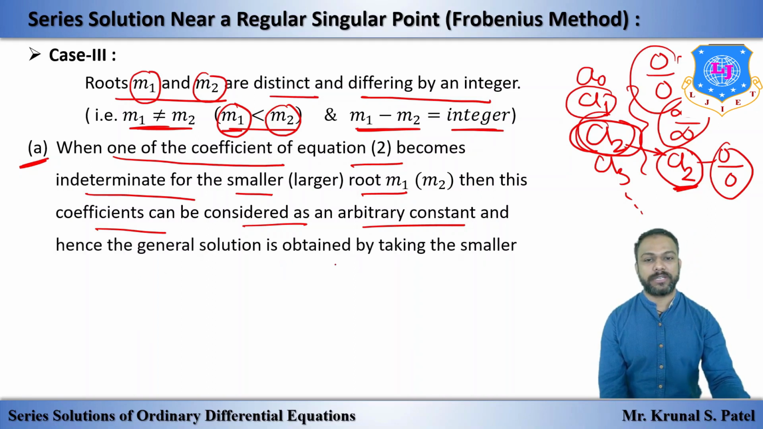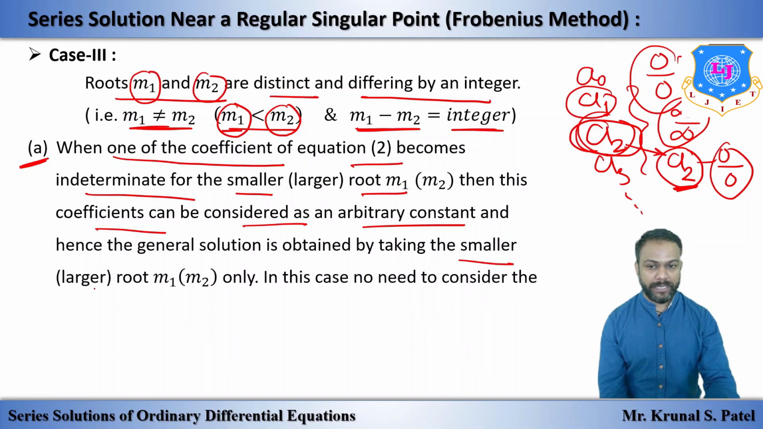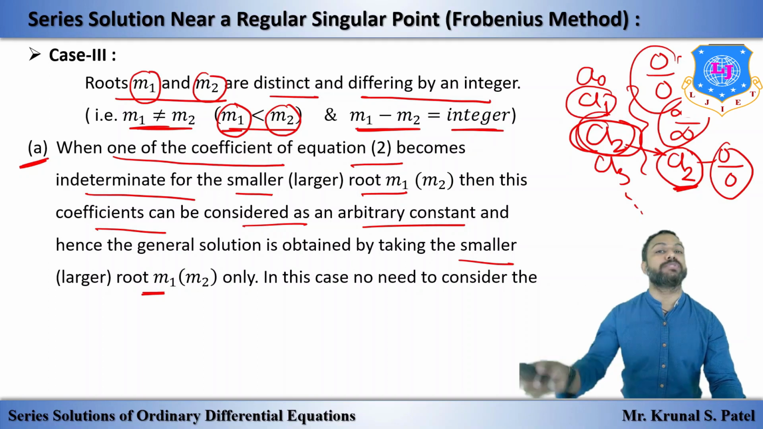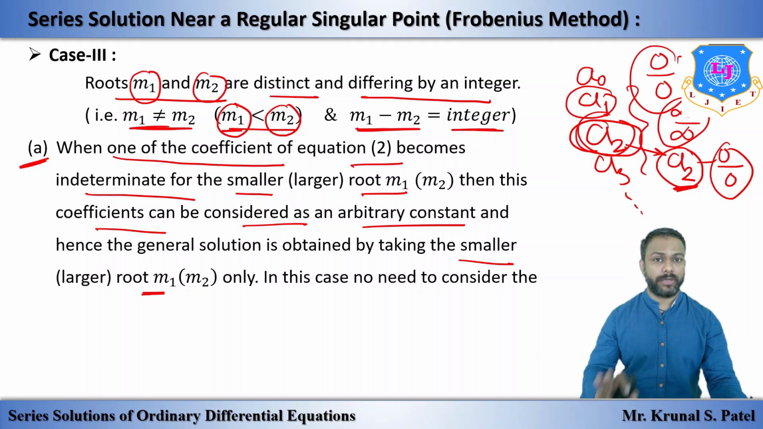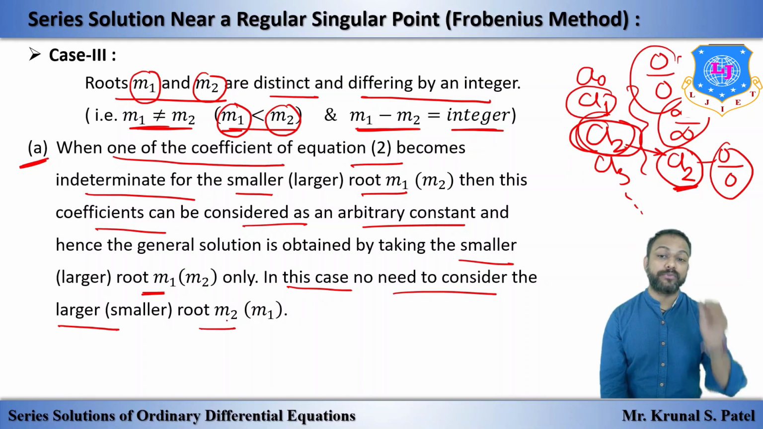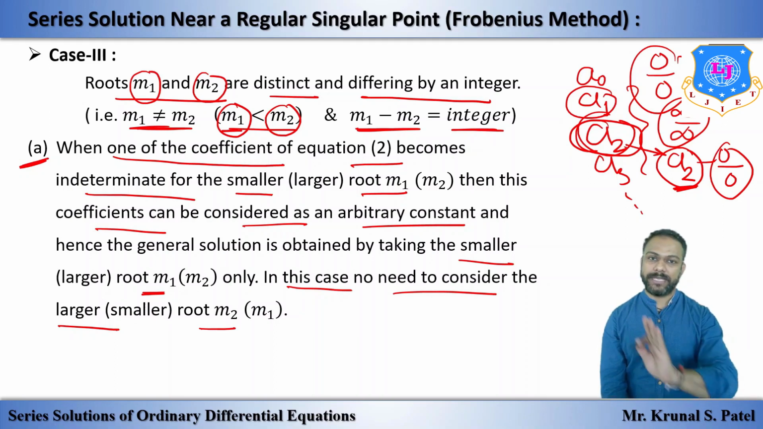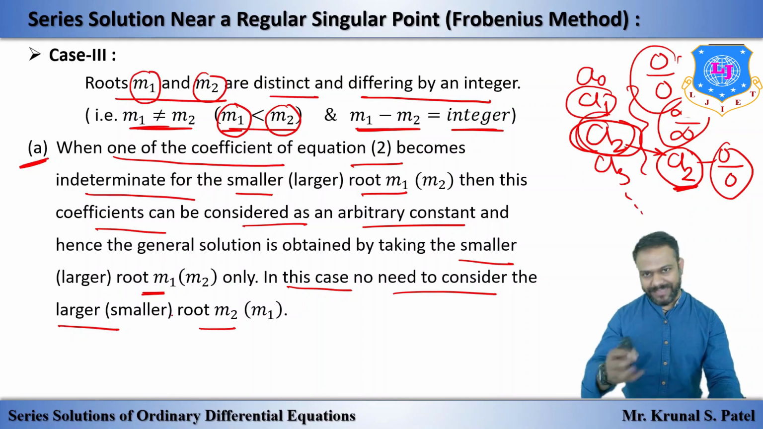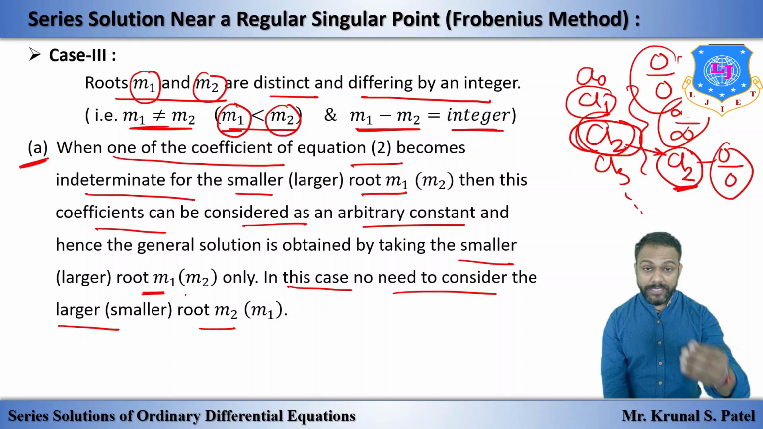And hence the general solution is obtained by taking the smaller root m1 only, the same as case number 2. But we have to put a2 as a2, a3 as a3 if we have a2 and a3 in indeterminate form, that means in 0 by 0 form. And in this case, no need to consider the larger root m2 if this happened for the smaller root. And if this happened for the larger root, the same process will be done with the larger root, and no need to consider the smaller root, vice versa. This is our case 3's first case.